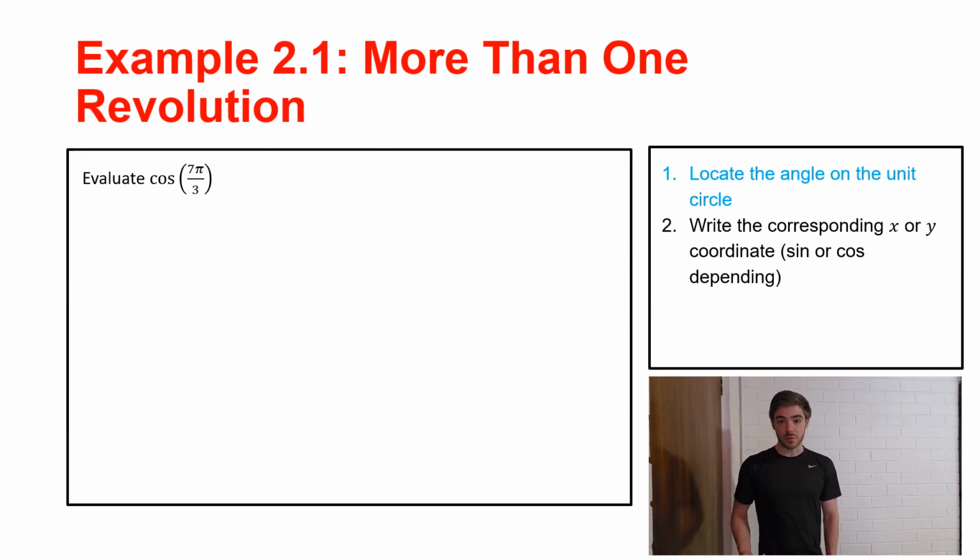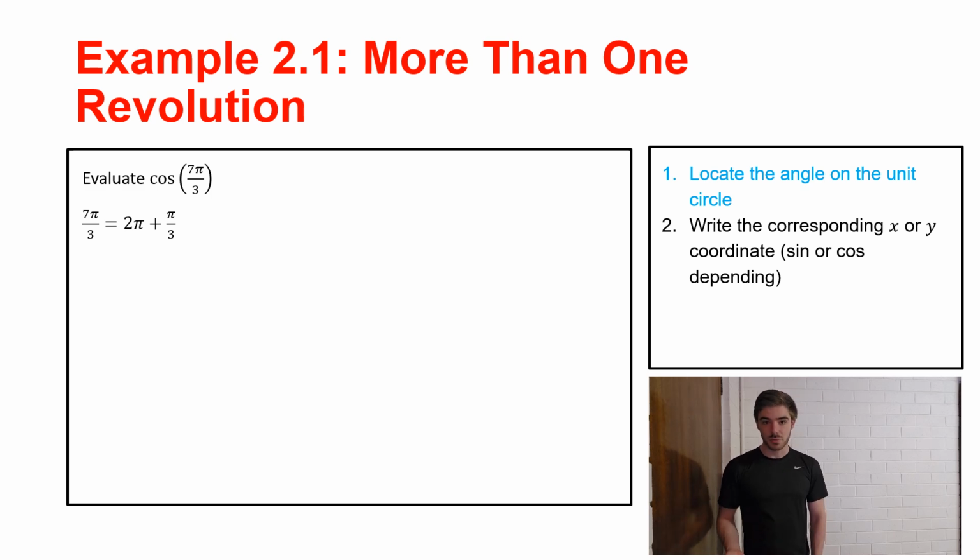Sometimes the angle that you're given will be larger than 2 pi, or larger than a single revolution. Under these circumstances, we need to slightly modify our approach. My recommendation is to convert your angle into a mixed fraction, where you have a whole value of pi and a fractional value of pi. In this case, we go from 7 pi over 3 to 2 pi plus pi over 3. We have a whole value of pi and a fractional value of pi.